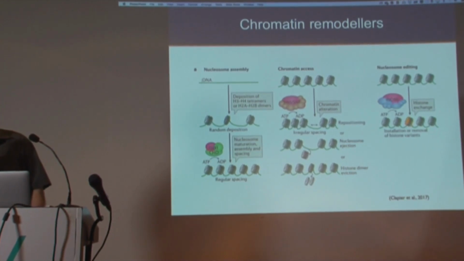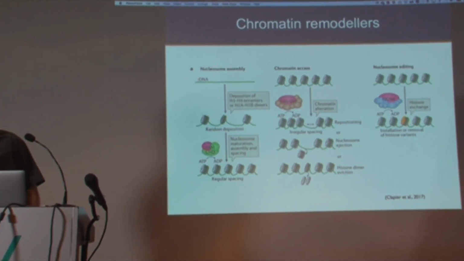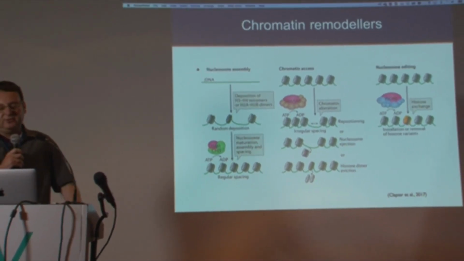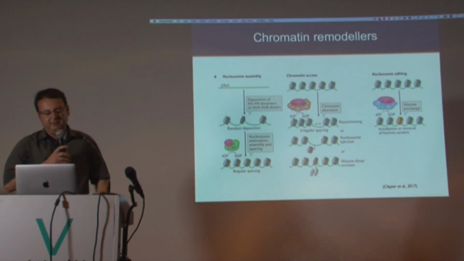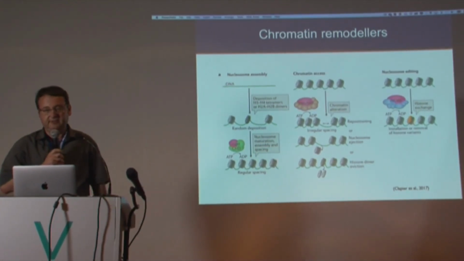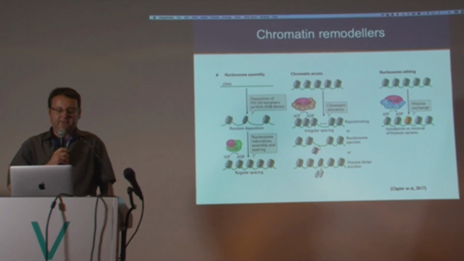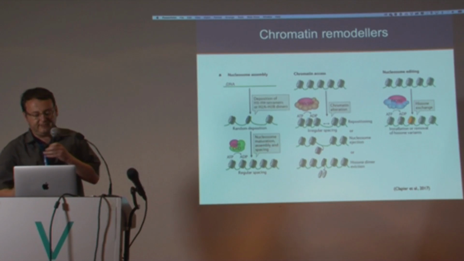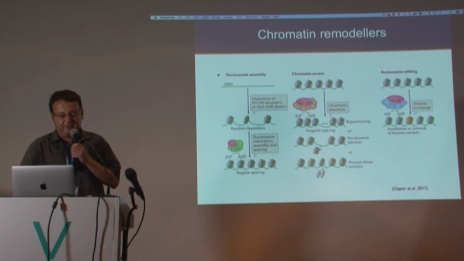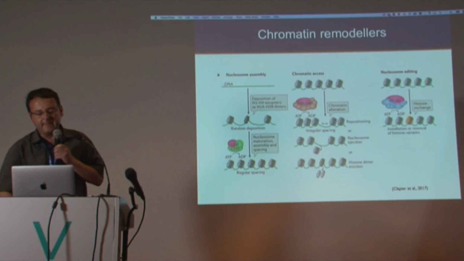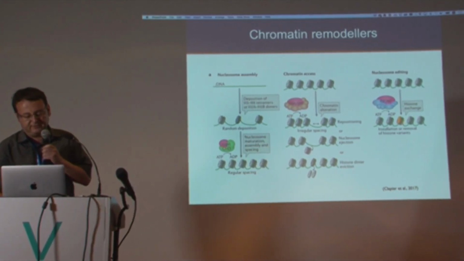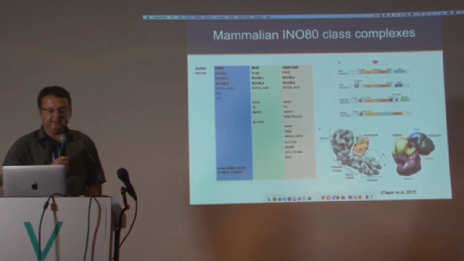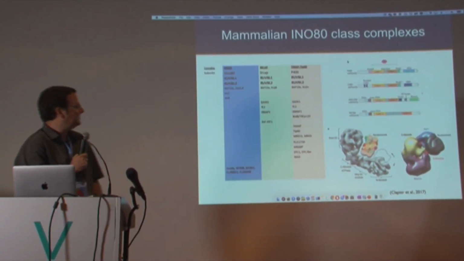And that is in large part due to the action of ATP-dependent chromatin remodelers, which slide nucleosomes, evict them, or edit them to maintain regular spacing, to provide space for the access of various factors, and also to maintain specialized chromatin environments where canonical histones are replaced by specialized histone variants.